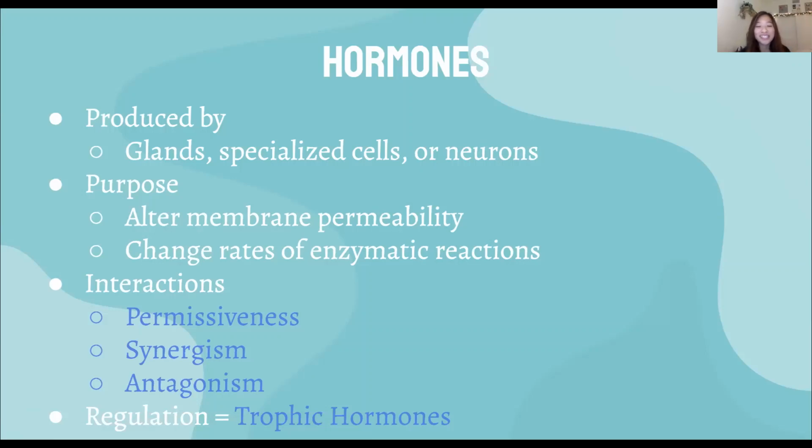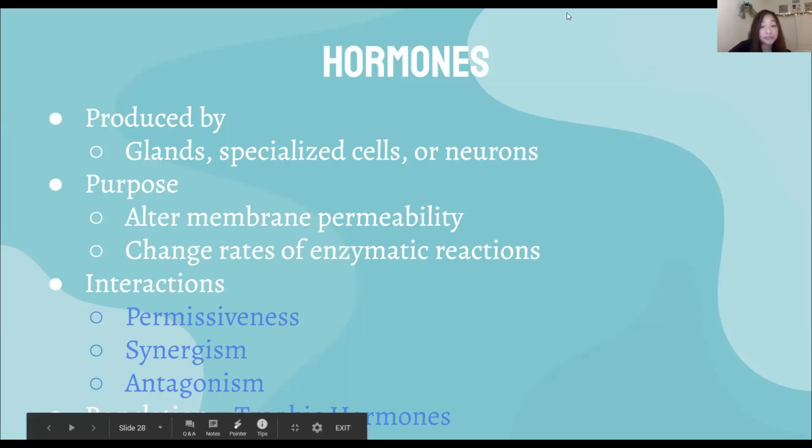Permissiveness is when one hormone promotes cellular response to another hormone. Synergism is when the combined effects of multiple hormones surpass the sum of their individual effects. And antagonism is when one hormone decreases the cellular response to another hormone. And tropic hormones are hormones for regulation in the endocrine system for hormonal release.